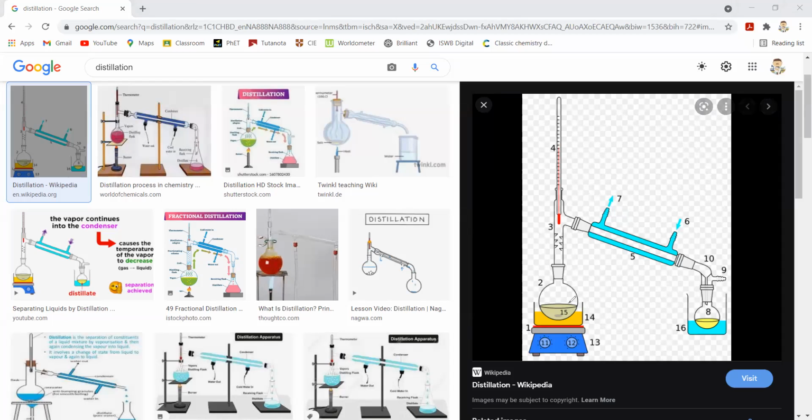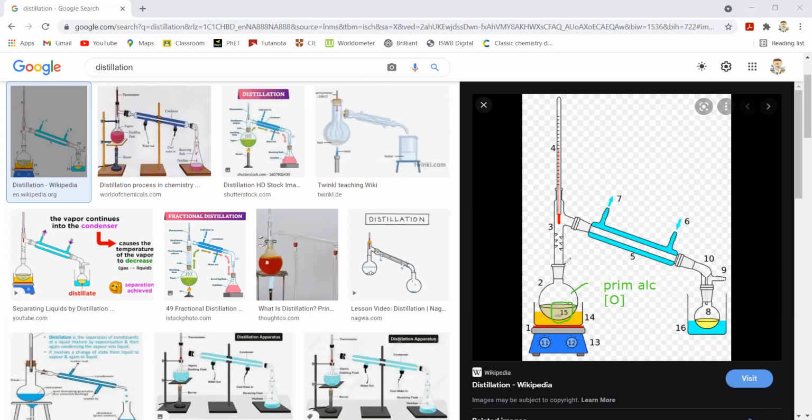So here where 15 is, you would put your alcohol. You would put your primary alcohol here with the oxidizing agent. The oxidizing agent that we generally use is potassium dichromate because it's a very good oxidizing agent. Then the aldehyde will form, and the aldehyde has a lower boiling point than the alcohol, so it's going to evaporate.